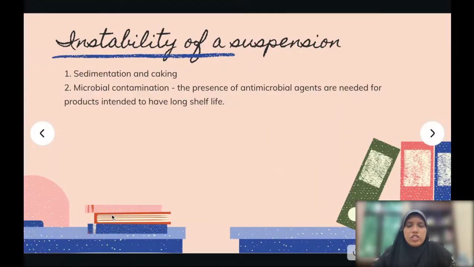When we handle suspensions, we have to be aware that there are several problems or instability risks that may happen with a suspension. The two most common instability problems associated with suspensions are sedimentation and caking, and also microbial contamination. To ensure a good and stable product, we have to address these issues before we can be sure that the product will be stable throughout the shelf life.